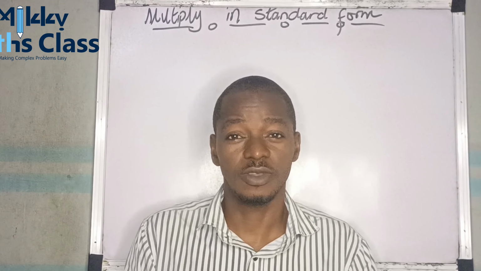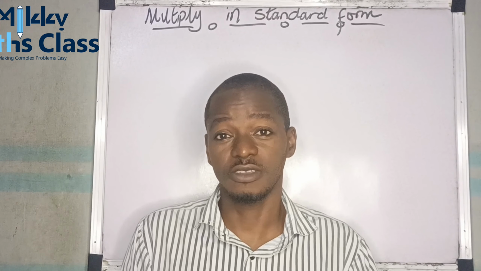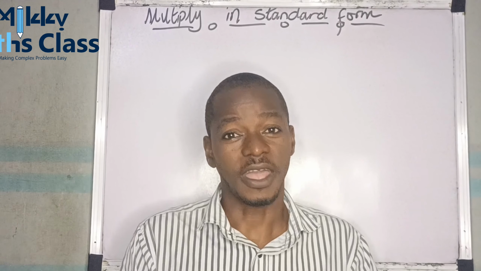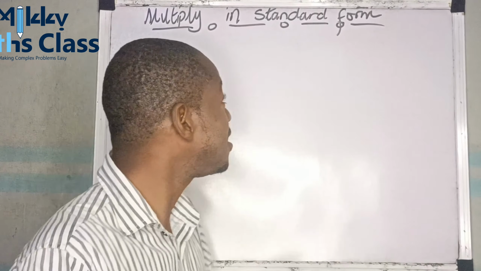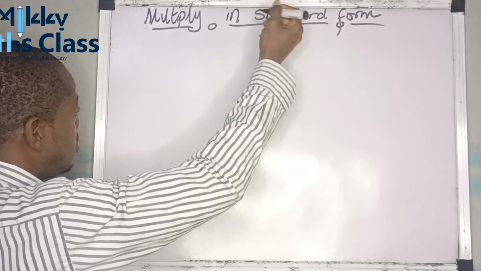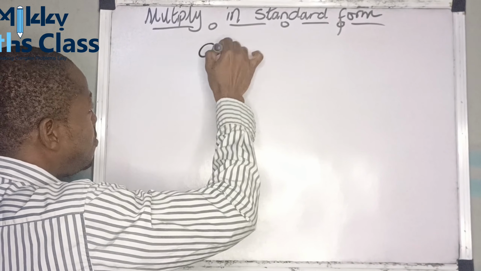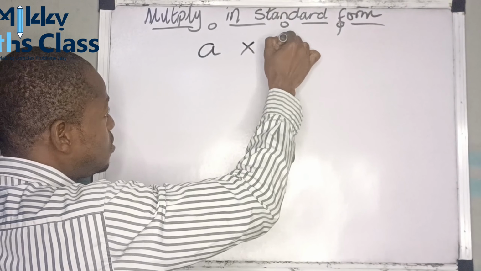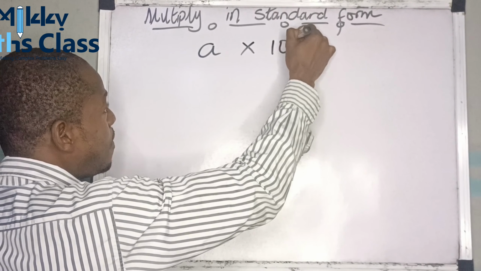You're welcome back once again to the Mickey Mouse Class, a channel dedicated to demystifying mathematics, making complex problems look easy. Come along, what do we have today? We have multiplying numbers in standard form. Now, a number is in standard form if it can be expressed in the form a times 10 to the power of m.